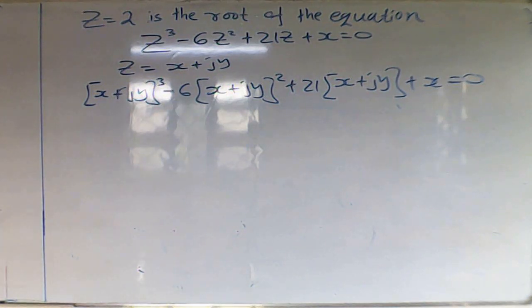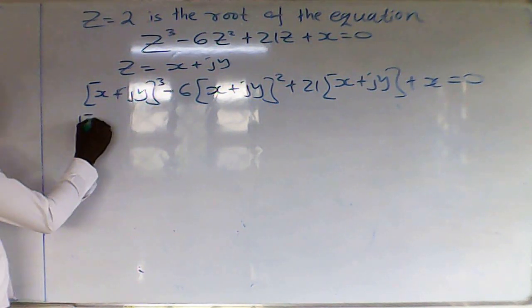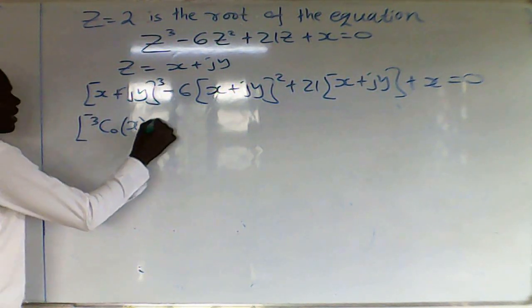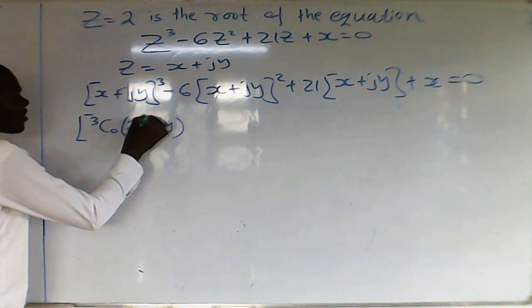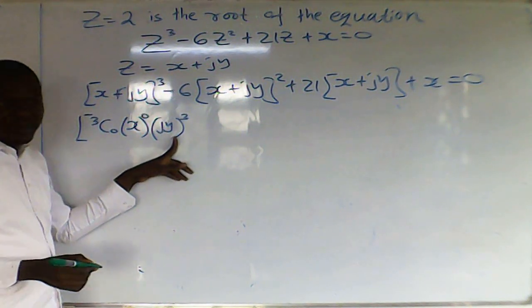Having done that, you expand using the binomial expansion. So the binomial expansion starts with when the power is 3, meaning we have 4 terms, isn't it? Yes. So the first term is 3 combination 0, isn't it? Yes. Then we have x and positive jy. So x is raised to power 0, jy is raised to power 3. That is the first term, isn't it?